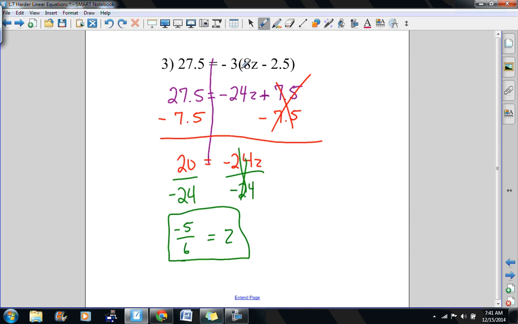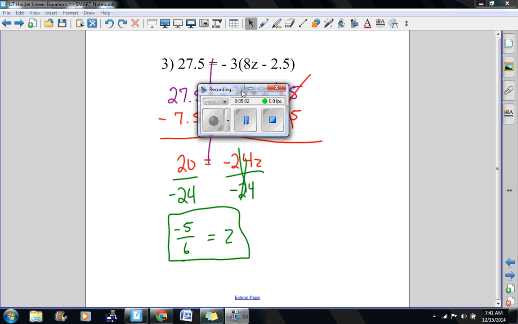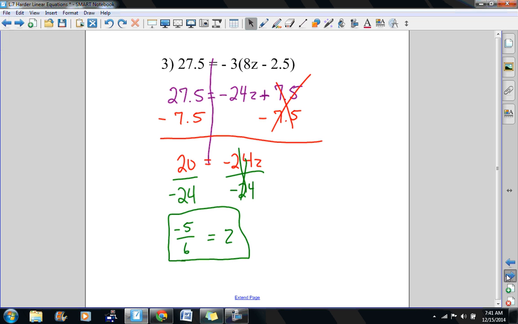If you need a calculator for some of these, probably on the next one I'll need a calculator, and that'll be just fine. How are we doing on time? Not too bad. I'd like to keep it under 10 if possible.